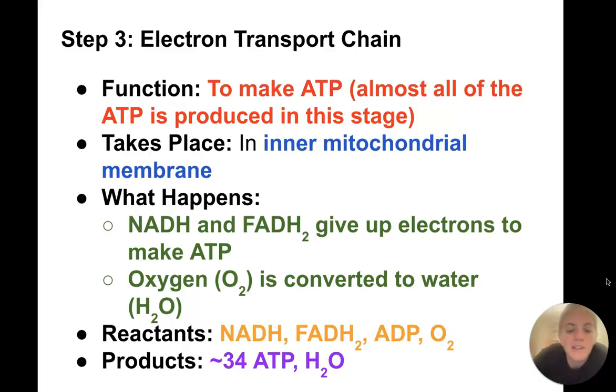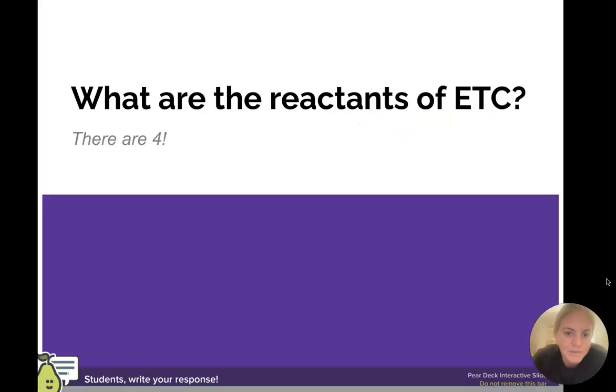In order to complete this reaction, we need NADH and FADH2. They come from the Krebs cycle and bring the electrons to the chain. ADP is needed so that it can be converted to ATP, and we also need oxygen to accept the electrons at the end of the chain. And the remaining products, when this is all done, are about 34 ATP and water.